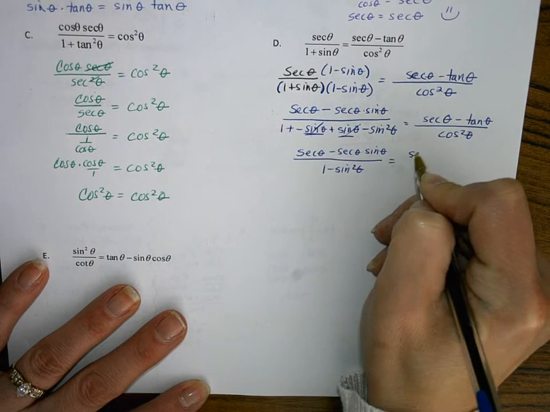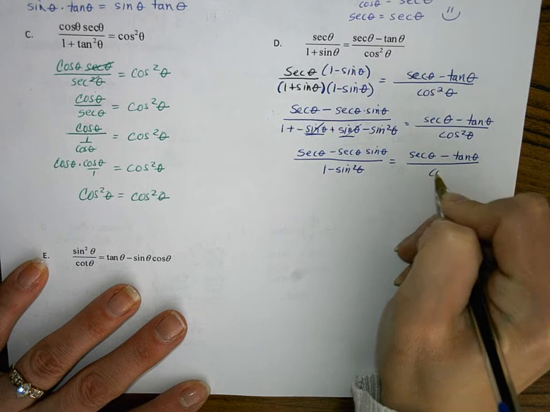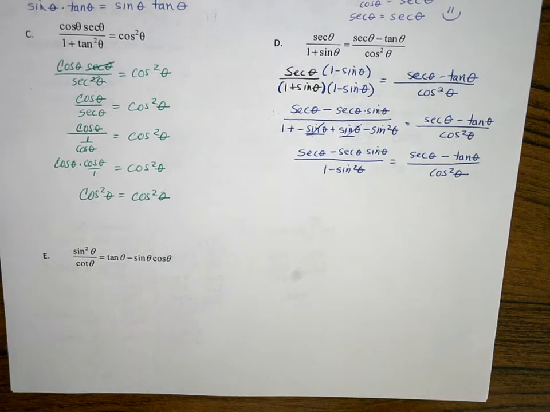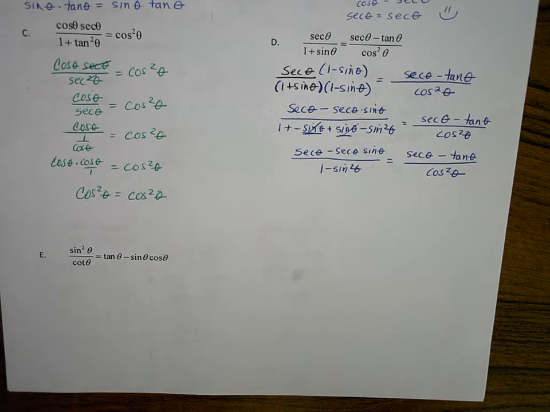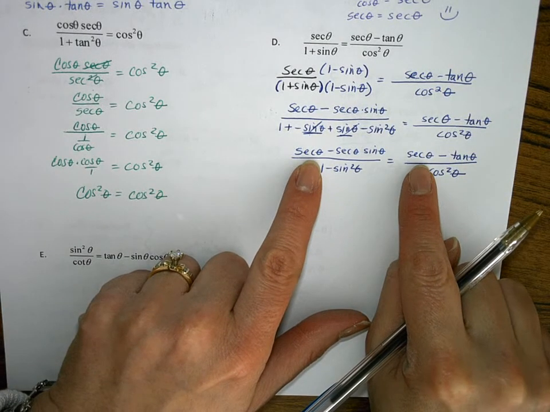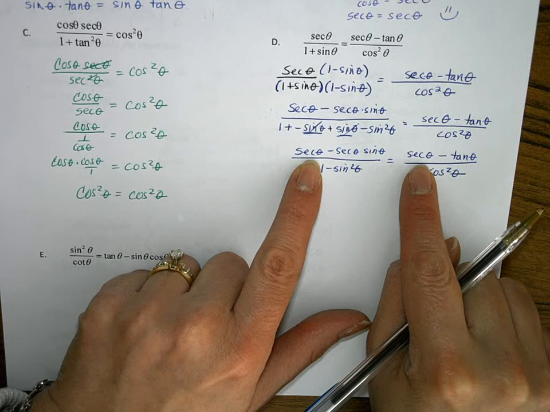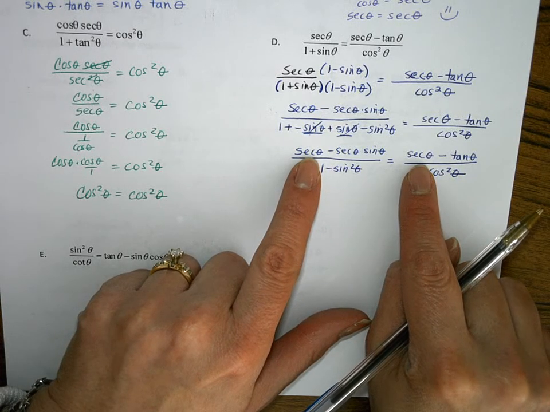Equal to, on my right, I have secant of theta minus tangent of theta over cosine squared of theta. All right, now, as I'm looking ahead, I always want to look ahead. I feel like I'm sitting pretty. I've got this secant of theta in the beginning that matches. I know I'm headed in the right direction.